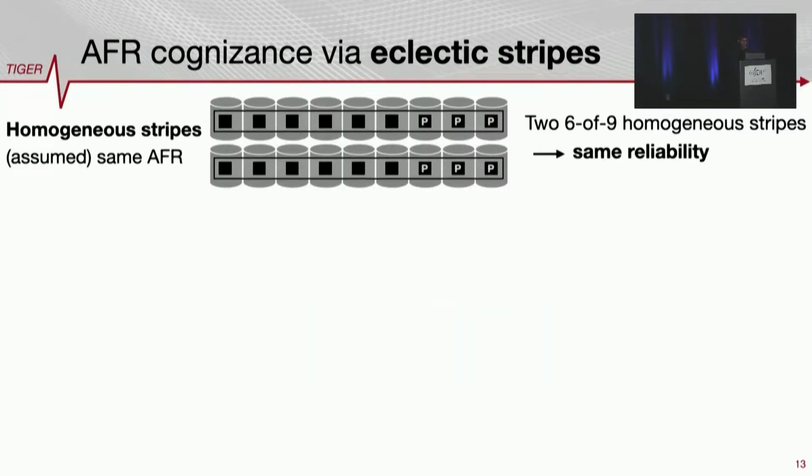So, first let's look at homogeneous stripes. Today, when there is no disk adaptive redundancy, all disks are assumed to fail at the same failure rate. So if you have two 6-of-9 stripes, they provide the same reliability because they are essentially residing on disks that are assumed to fail similarly.